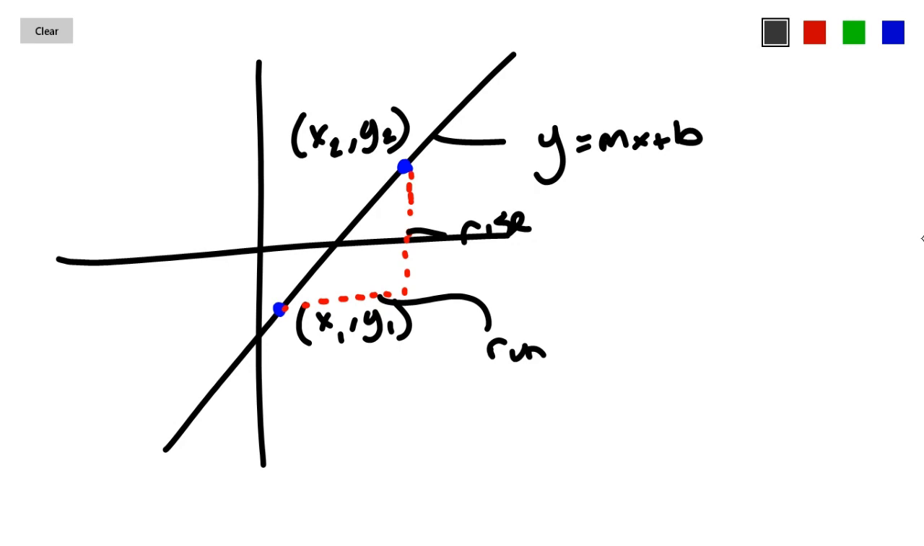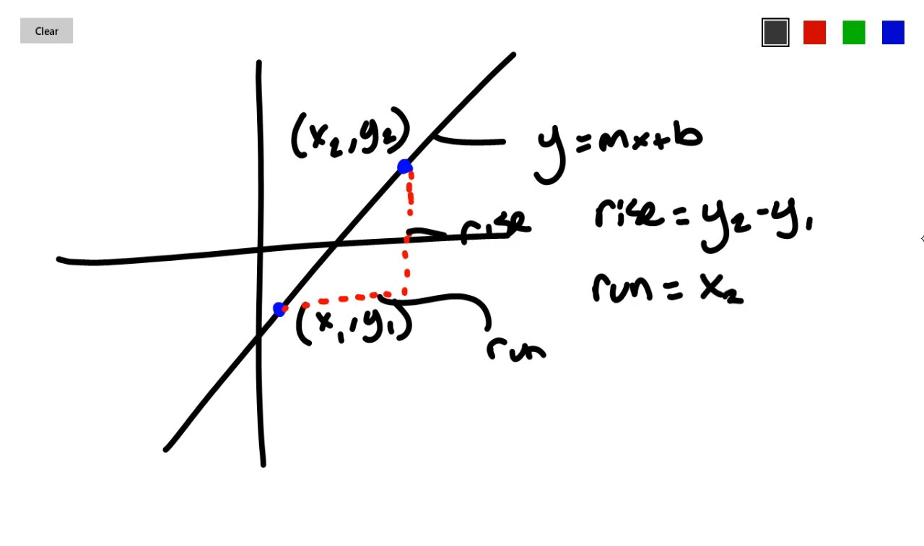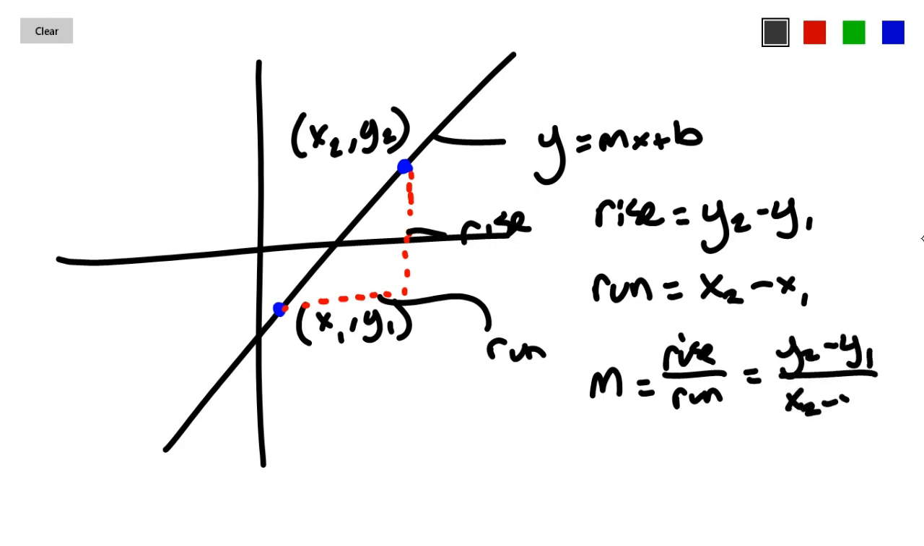The rise is just the change in the y coordinates. So we know that rise is just equal to y2 minus y1. How much does the y coordinate change? And likewise, the run is just however much the x coordinates change. So we have x2 minus x1. So we can define slope in the following way. We can just say that slope is rise over run, which is just y2 minus y1 divided by x2 minus x1, right? And we're going to use this information to find the slope when we don't have something that looks like this.